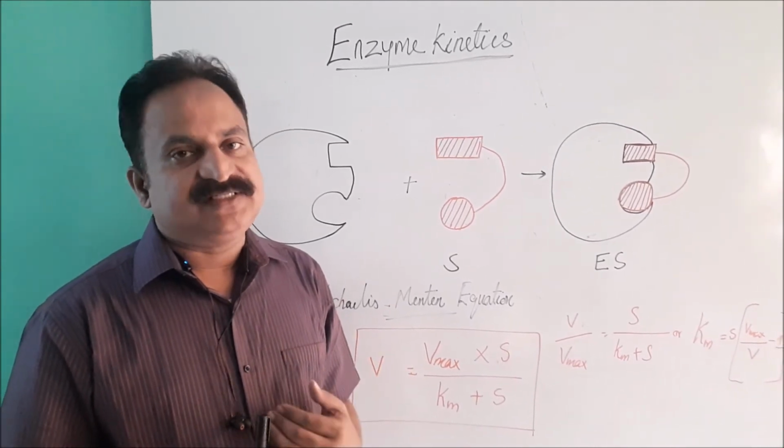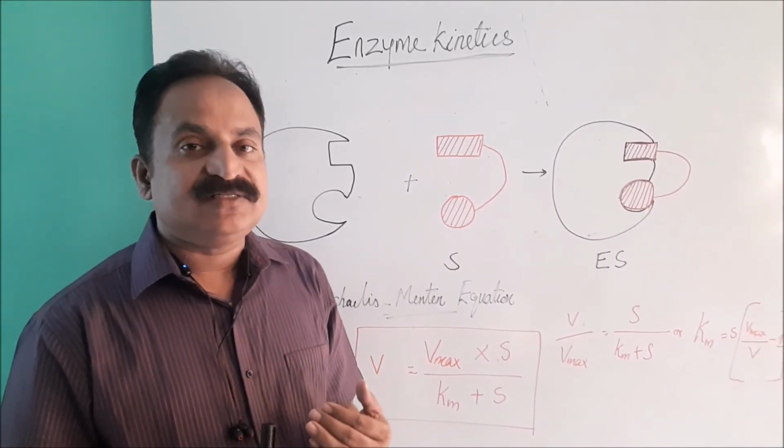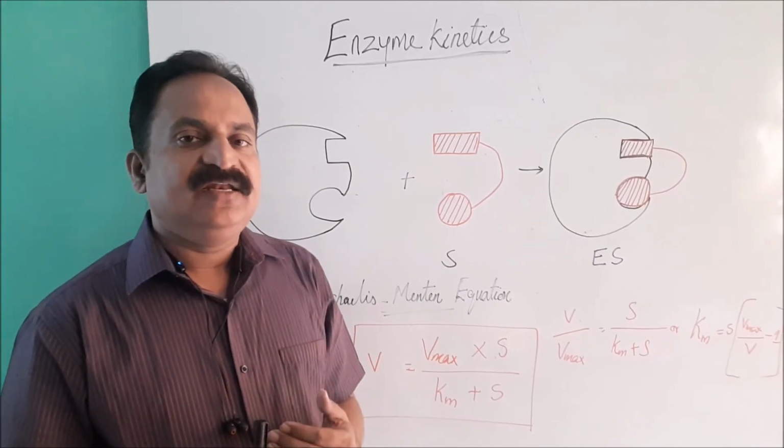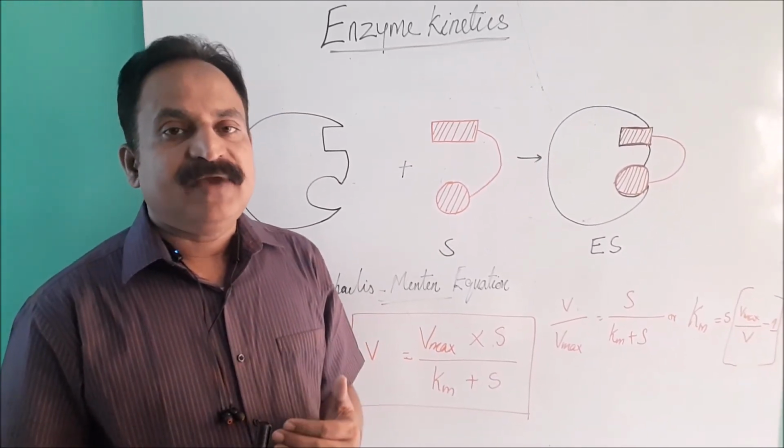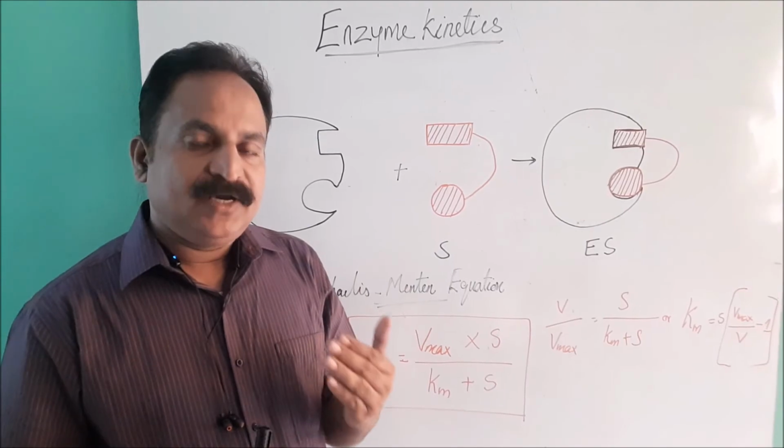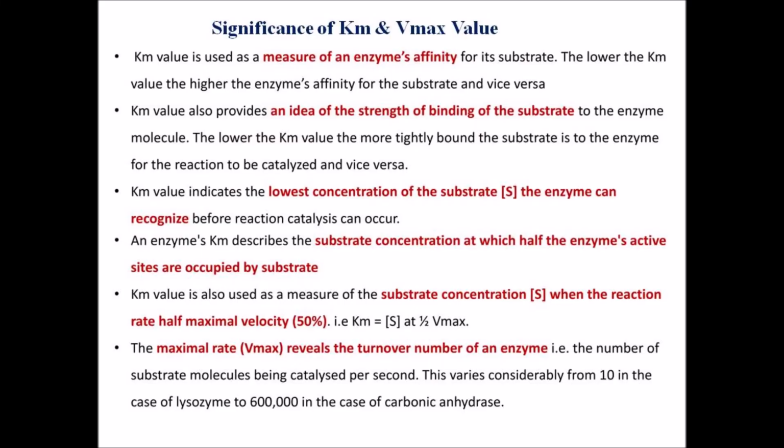Michaelis-Menten constants are Km and Vmax, the maximum velocity of a biochemical reaction. The Km value is used as a measure of an enzyme's affinity for its substrate. The lower the Km value, the higher the enzyme's affinity for the substrate, and vice versa. The Km value also provides an idea of the strength of binding of the substrate to the enzyme molecule.